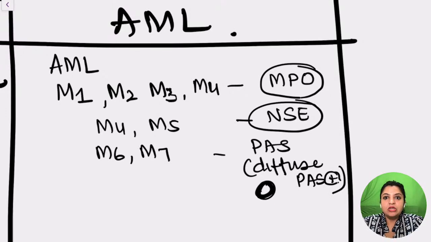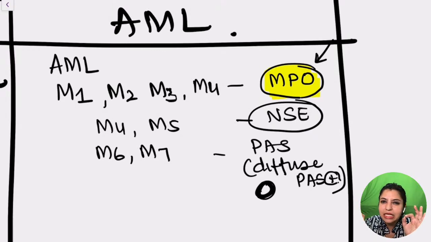For major purposes, acute myeloid leukemias are MPO positive. So what is the positivity here? MPO positive. That's the cytochemistry stain that you should write here. And what is the diagnosis of choice again? Flow cytometry. So for both acute leukemias, AML and ALL, your diagnosis of choice is flow cytometry.